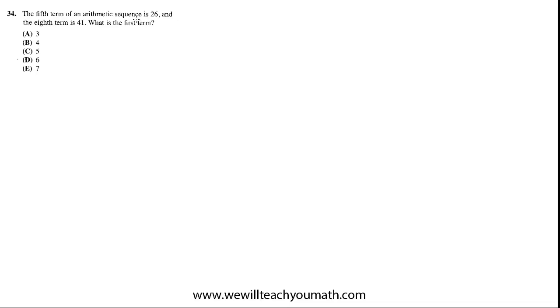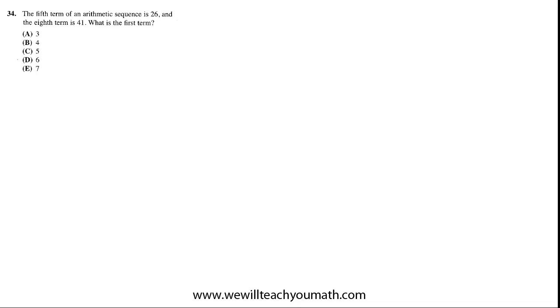34. The fifth term of an arithmetic sequence is 26, and the eighth term is 41. What's the first term? There's two kinds of sequences we deal with, arithmetic and geometric. Arithmetic being you're adding or subtracting the same thing to get from one term to the next. So that's what we would call a common difference. Then with geometric, you're multiplying or dividing by the same thing to get from one term to the next. We call that a common ratio.